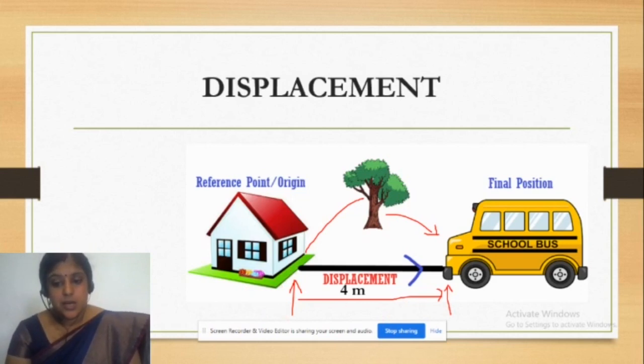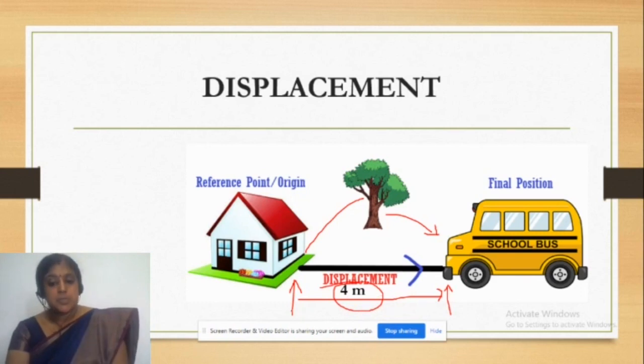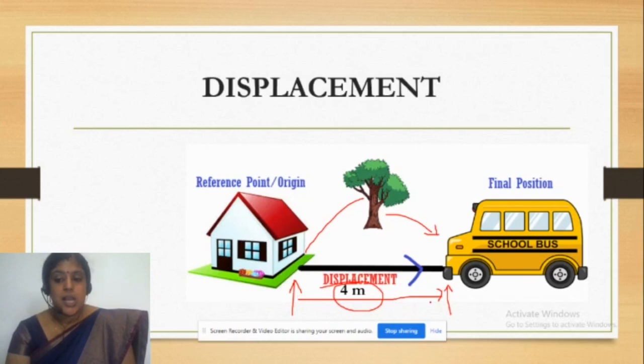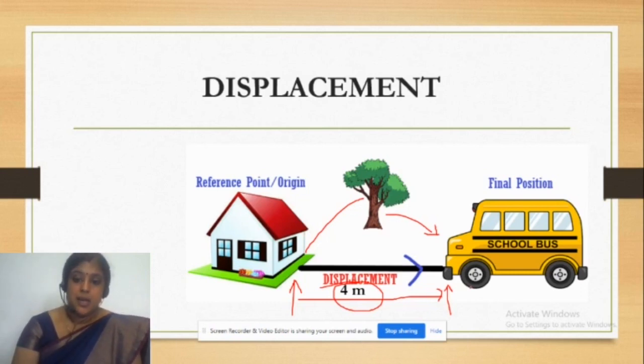And how much distance is it apart? It is 4 meters apart, right? So what is displacement? Displacement is the shortest distance between the initial and final position. Displacement is the shortest distance traveled by the object between the initial and final position. And what is distance? Distance is the actual, total length of path covered by the object.